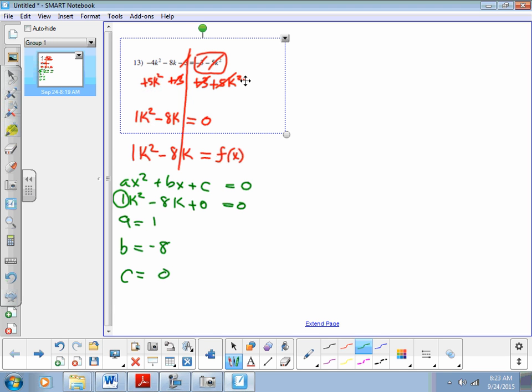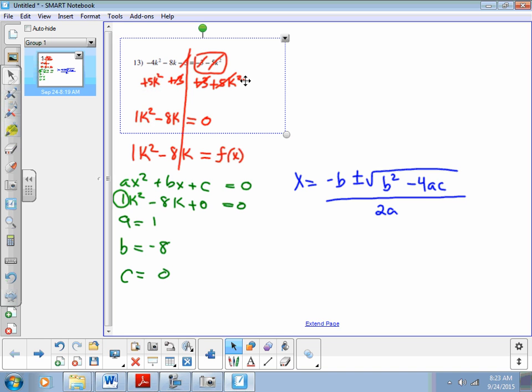Okay? Now I am going to give you a hint. You can actually solve this problem faster if you try to do factoring. You can solve it faster factoring. Okay? I am going to do the quadratic equation though, okay? Please check to make sure I wrote this correctly. Did that look written correctly?